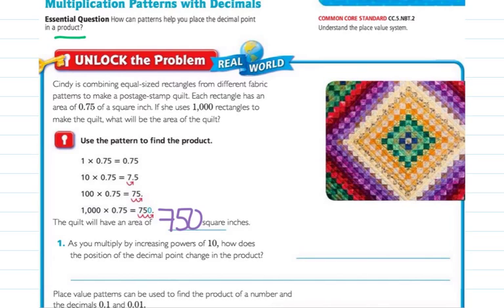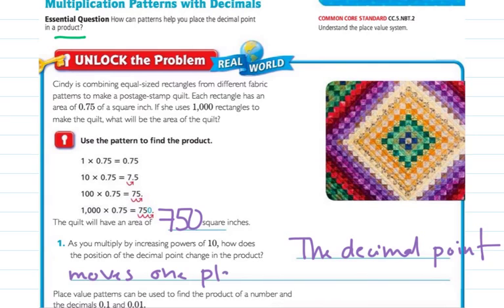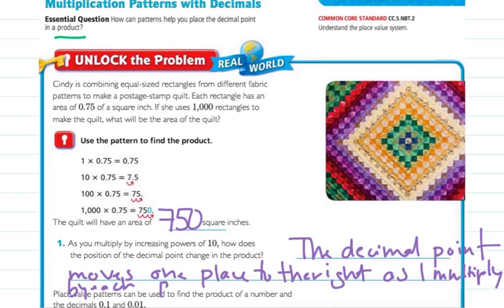So what we would say, boys and girls, is the decimal point moves 1 place to the right as I multiply by each power of 10.